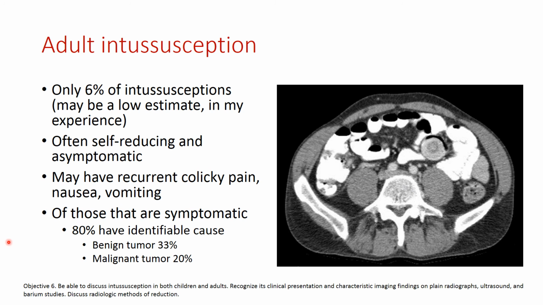80% of the time, there's a lead point that we can identify. It can be a tumor, either benign or malignant, but it can be a diverticulum or lymphoid tissue, like Peyer's patches. Even a foreign body can cause intussusception in an adult. But it's not nearly as common as in a child, and most of the time, you may see this sometimes on your reports, that there is an intussusception within the small bowel. In the absence of symptoms, this is considered not clinically significant. That used to be what we would dictate, or what I would dictate.